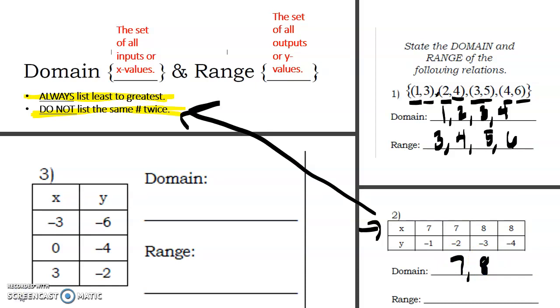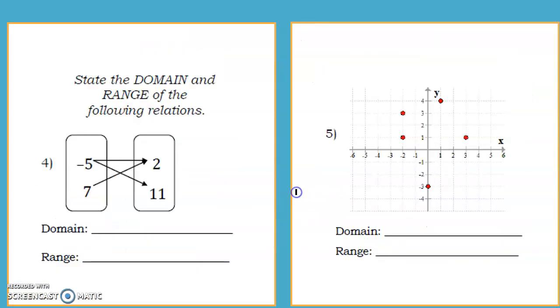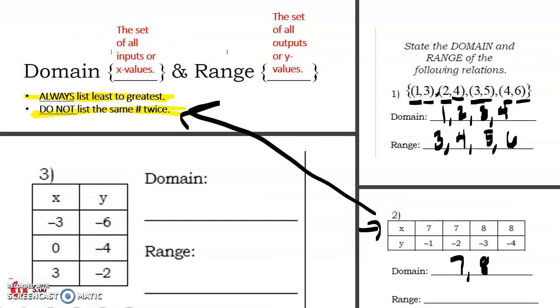Alright, so continuing with our range values. Our range values, which is our Y, are -1, -2, -3, and -4. But we need to write them from least to greatest. So it's going to go -4, -3, -2, -1. And yes, order does matter. If you list them greatest to least, it's incorrect. You must go least to greatest.